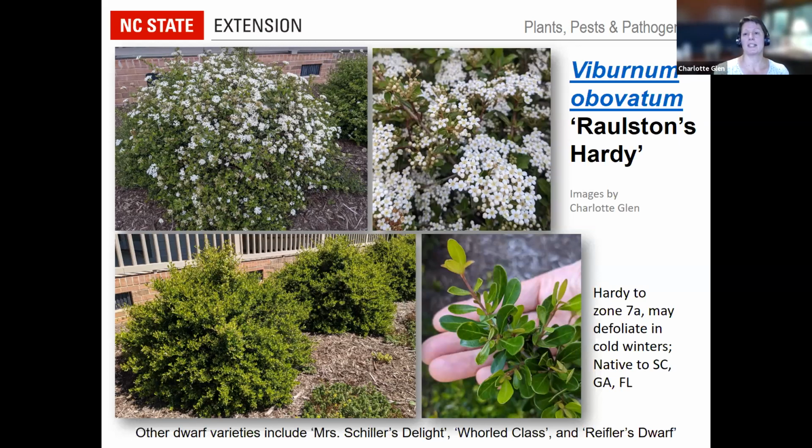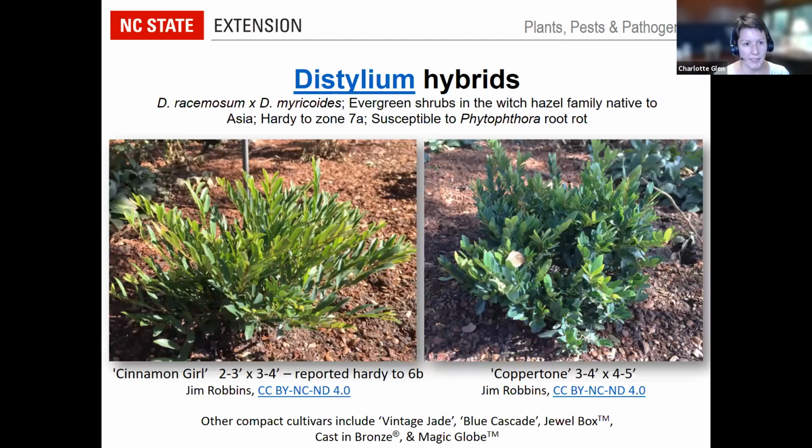And then another one, kind of new on the market, the Distiliums. These have really just exploded over the last few years with a lot of different cultivars. This is a plant from Asia, and it is a really interesting textural evergreen. There are two different species, and the individual species aren't grown that much, but the hybrids between the two have shown a lot of promise and are proving to be quite tough shrubs.